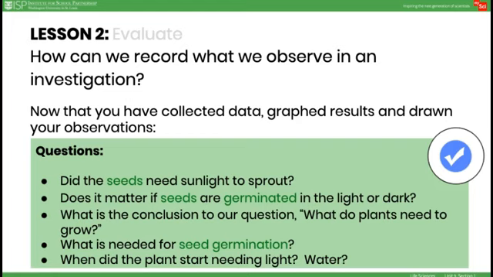Did the seeds need sunlight to sprout? When did the plant start really needing light? Or when did it need water? Did both types of seeds seem to need the same things? What is the conclusion to our question about what plants need to grow? Encourage students to turn and talk about these questions, providing evidence and reasoning for any claims they make answering these questions.